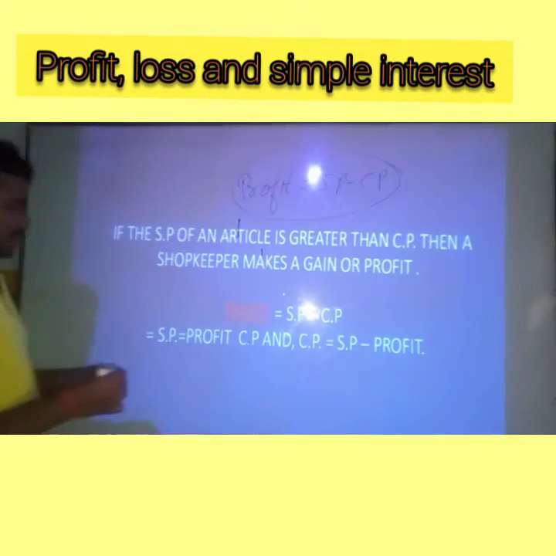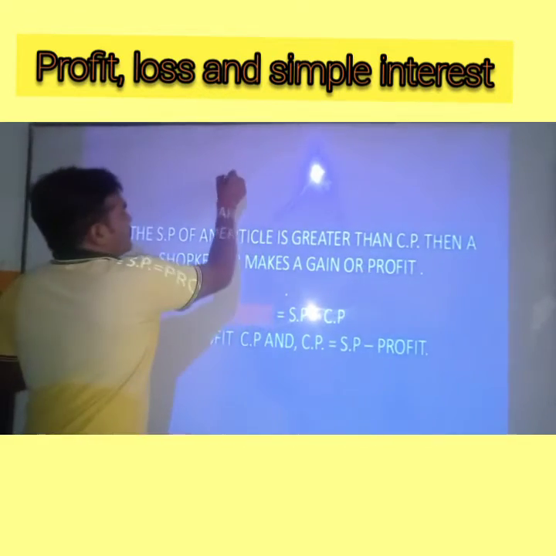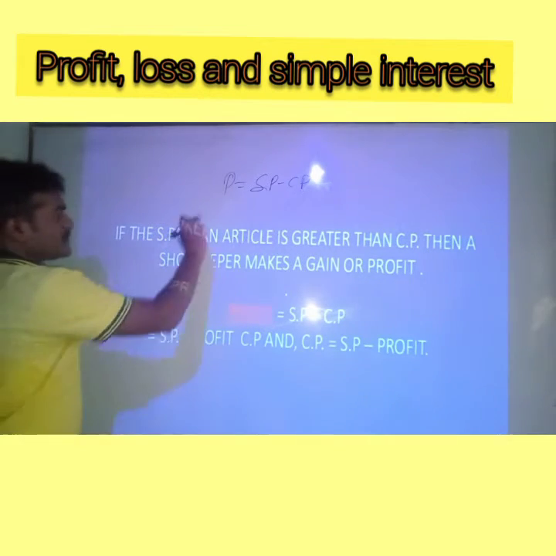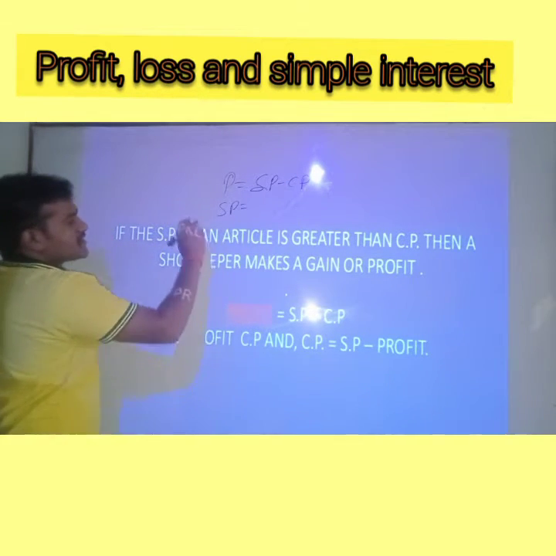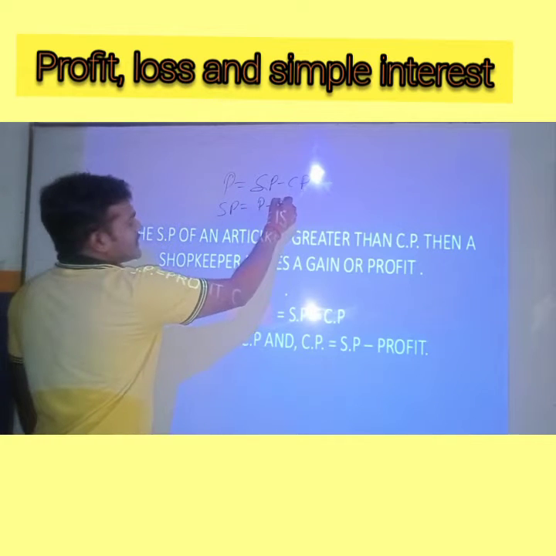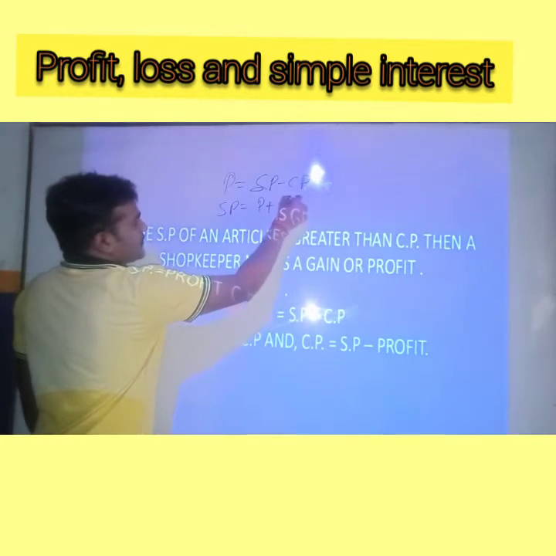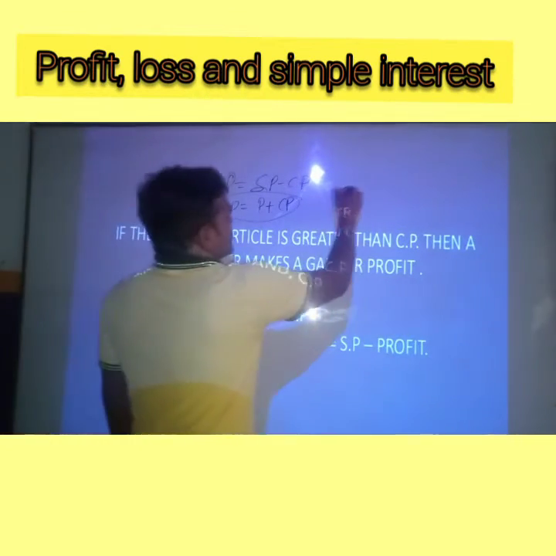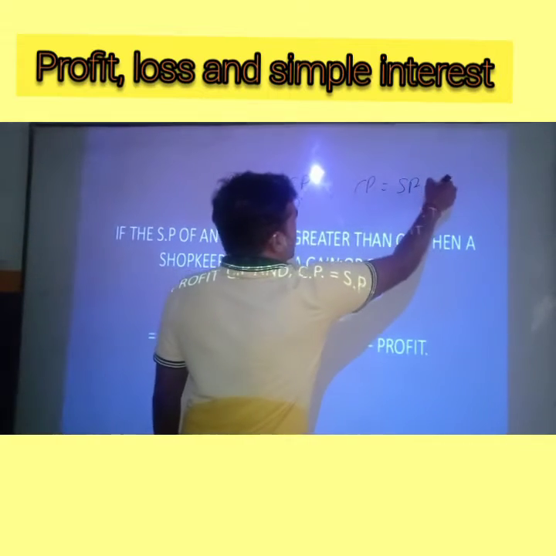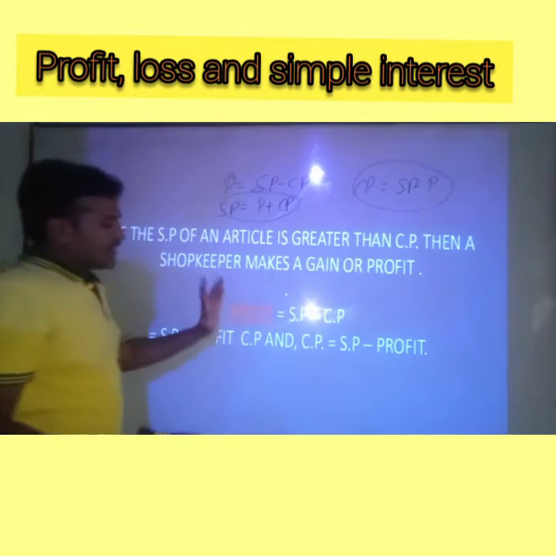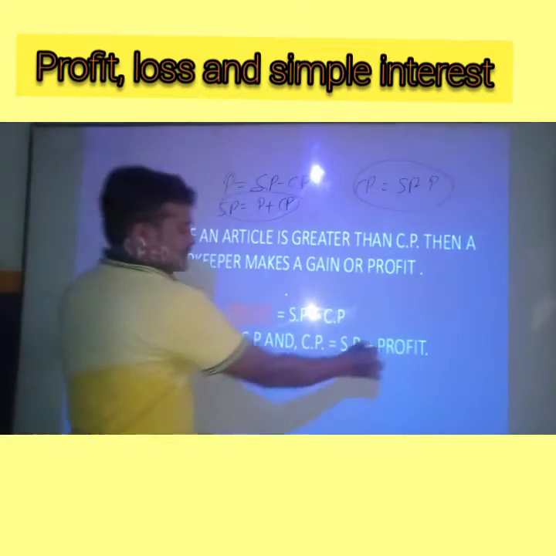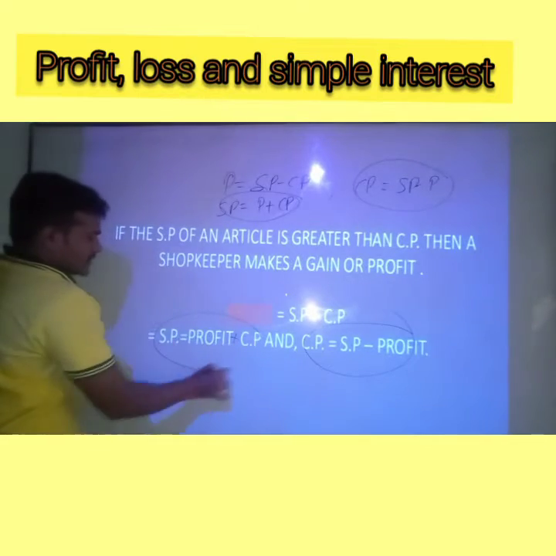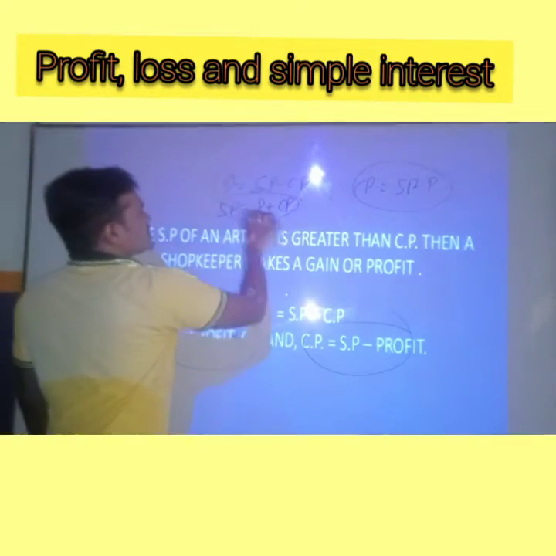Okay, so if profit is equal to SP minus CP, then SP is equal to profit plus CP, and CP is equal to SP minus profit. So these are the formulas: CP is equal to SP minus profit, SP is equal to profit plus CP, and profit is equal to SP minus CP.